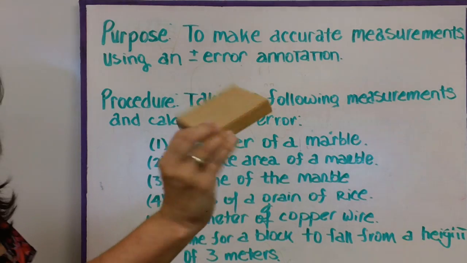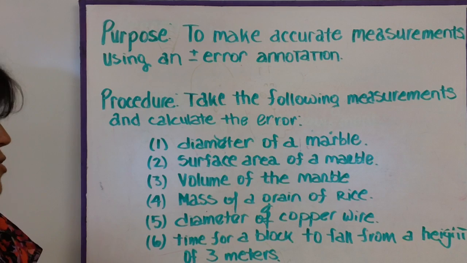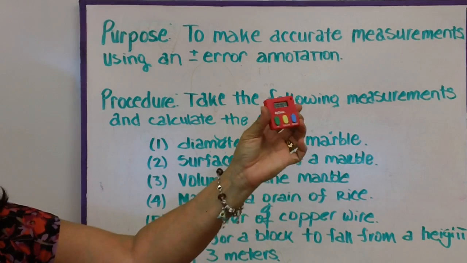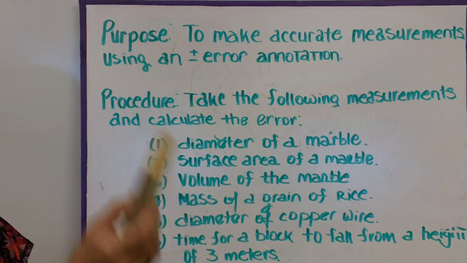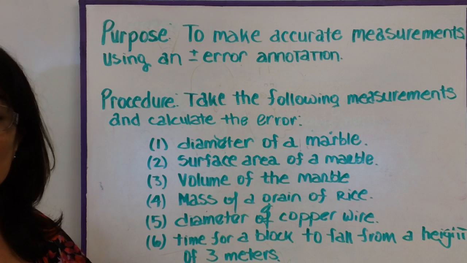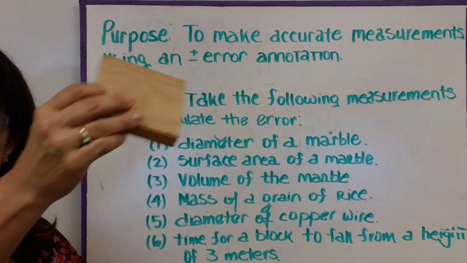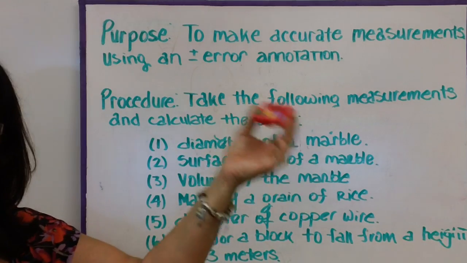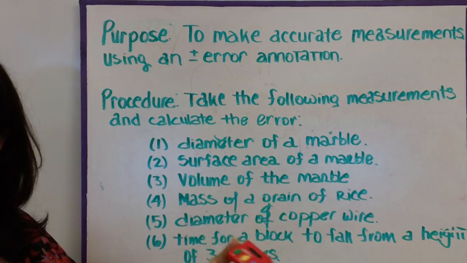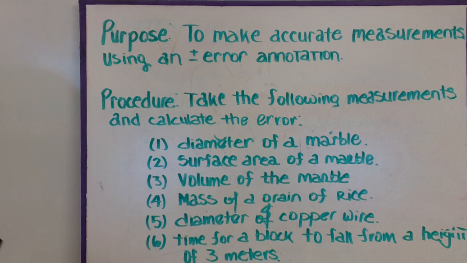So you're each going to have a block of wood, and you're going to drop it from a height of 3 meters, and you're going to time it using one of our timers right here. So you're going to find the time that it takes. Once again, you're going to do this trial 5 times, and you want to eliminate any of the human error by making sure that the same person is dropping it, the same person is timing it, so that their reaction time is going to be consistent throughout the whole experience.